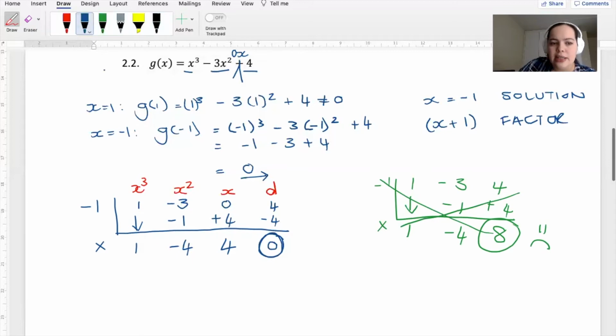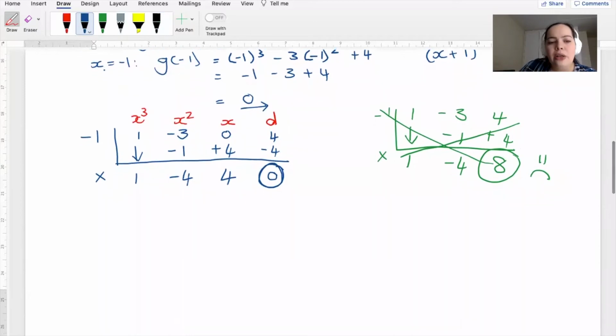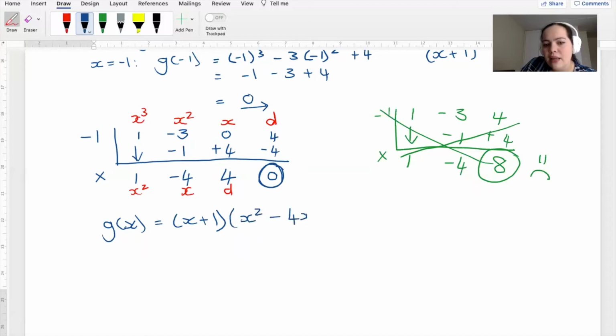All right, so let's carry on with our magical correct answer over here. So now we know that g of x, the one factor we said, the linear factor rather, was x plus 1. And now because this was x cubed, this one is going to be x squared. Because this was x squared, that'll be x. Because that was x, it'll be the constant. So now we've got 1x squared minus 4x plus 4.